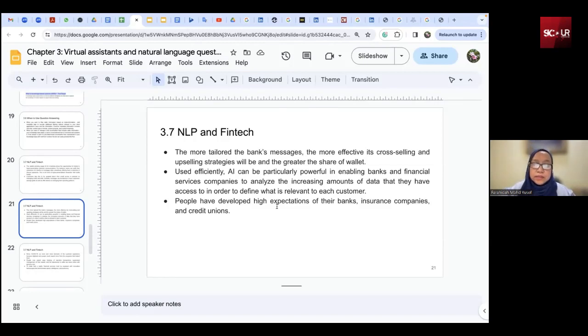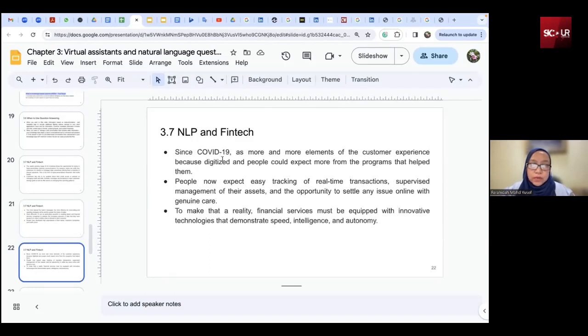So people have developed high expectations of their banks, insurance companies, and also credit unions. Since COVID-19, as more and more elements of the customer experience became digitized, people could expect more from the programs to help them. People now expect easy tracking, real-time transactions, supervised management of their assets, and the opportunity to settle any issues online with genuine care.